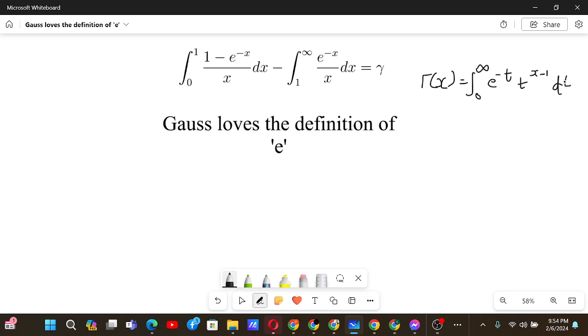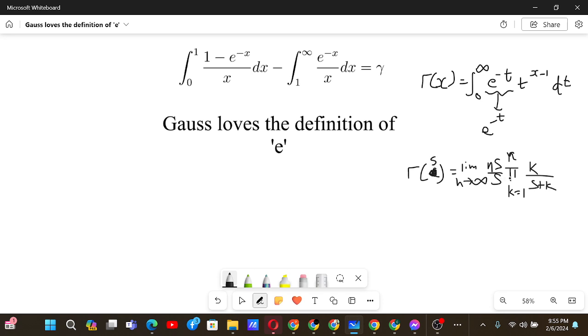Even in this formula, Gauss uses the definition of e for e to the power minus t. Then he uses integration by parts, and he derives the new formula. Boom. The new formula is the limit as n tends to infinity of n to the power s over s, product from k equals 1 to n of k over s plus k, and over here this is actually s, not x.